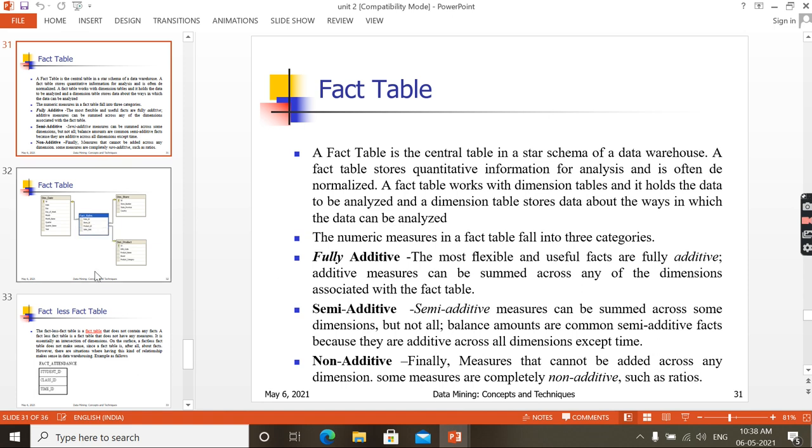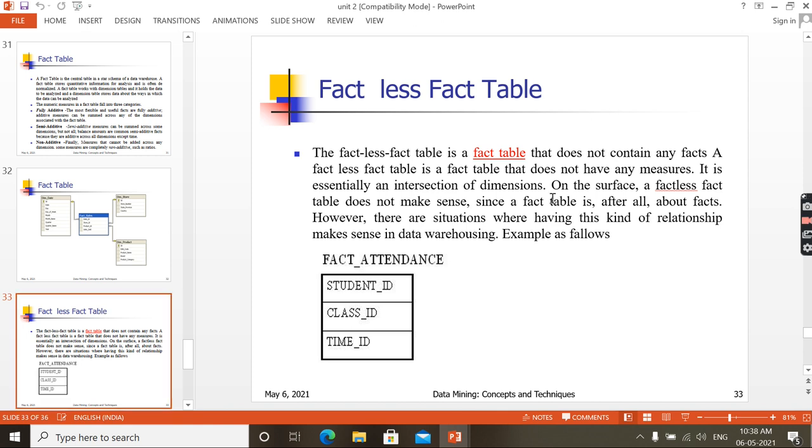So this is about the fact table. Next, factless fact table. What is meant by factless fact table?